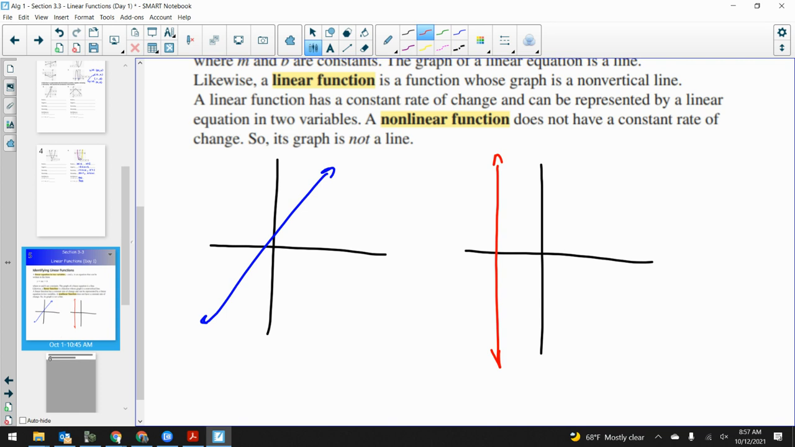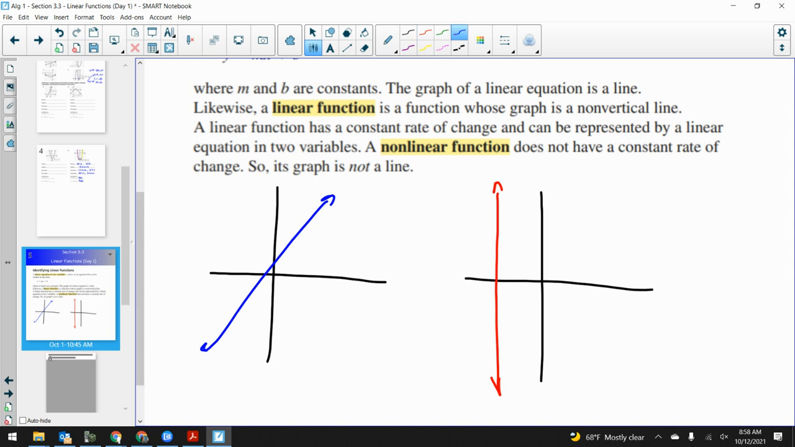If I draw a vertical line on that, does it hit more than once? Yeah, it hits infinitely, at every point, right? So therefore, is that a linear function? No. It's linear, but it's not a function because it doesn't pass the vertical line test. So there's only one type of linear equation that's not necessarily a linear function, and that's why we define a linear function to be any non-vertical line.